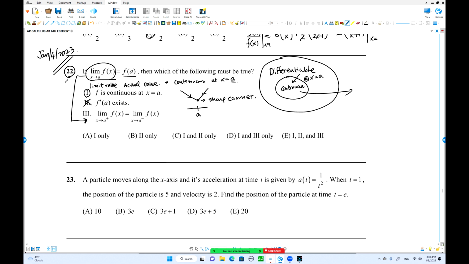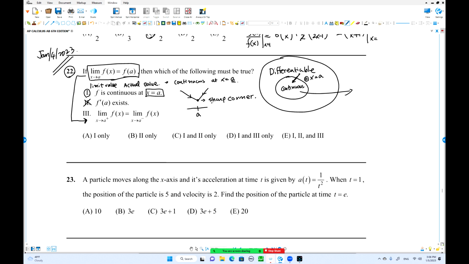Number 22. Just memorize this. If the graph is continuous at x equals a, this is the definition of being continuous at x equals a: the limit value is equal to the actual value. Even though the graph is continuous at x equals a, it doesn't mean it's always differentiable.